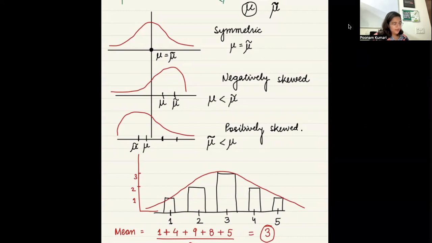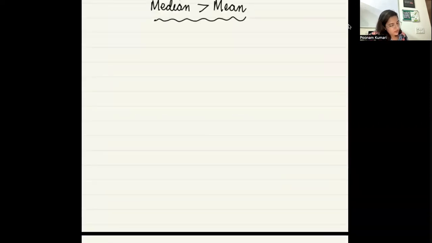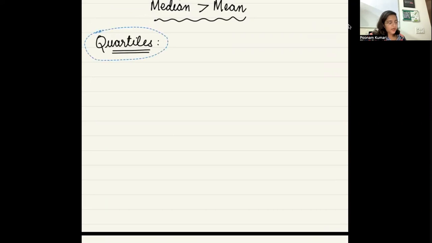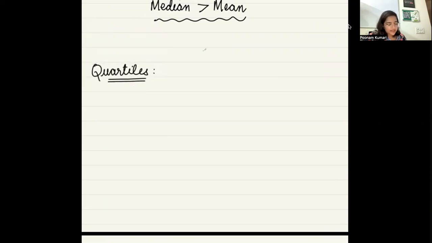Okay, so we have mean, median. All right, now there is something called quartiles. Like median, what does median do to our data? It divides it into two equal parts, right? Two halves it divides. Now, instead of two halves, if you want to divide your entire data into 4 equal parts, then that is quartiles.